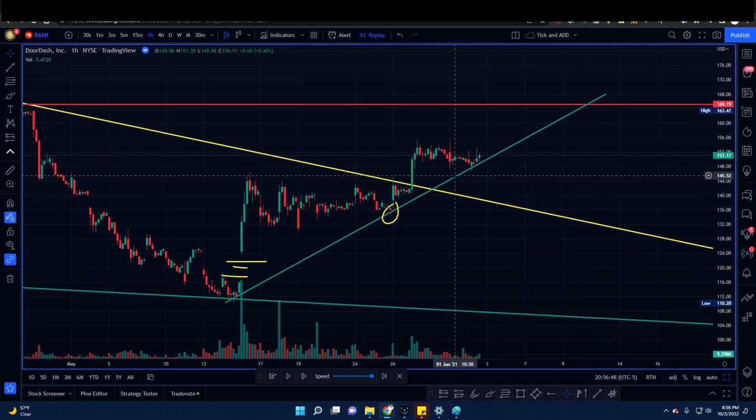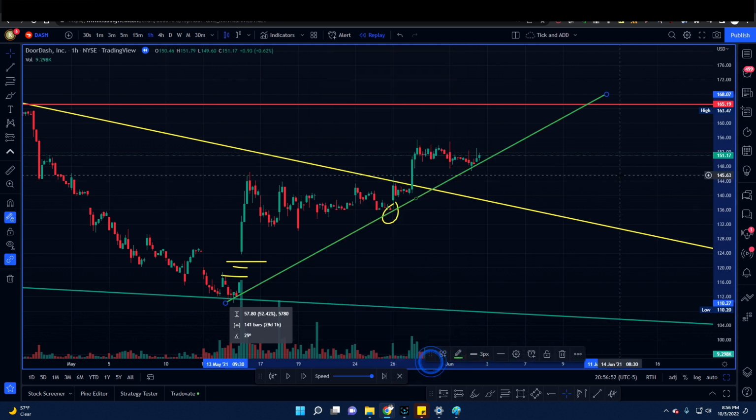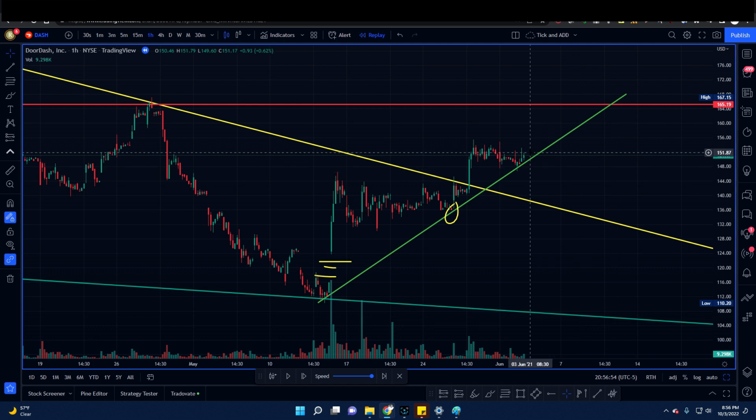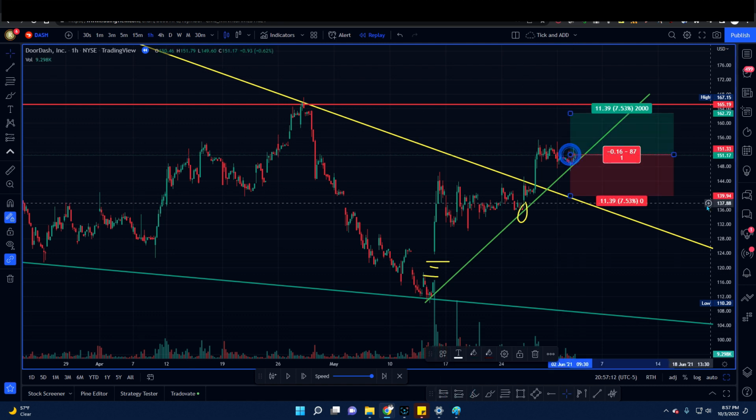It's a green line, so we're definitely expecting there to be buyers at this line. It's below a yellow line, though. I'm not too comfortable with that. I'm not too comfortable not knowing what this line's going to do with this red line above. This is probably a 2-to-1. Let's look at this long position here.